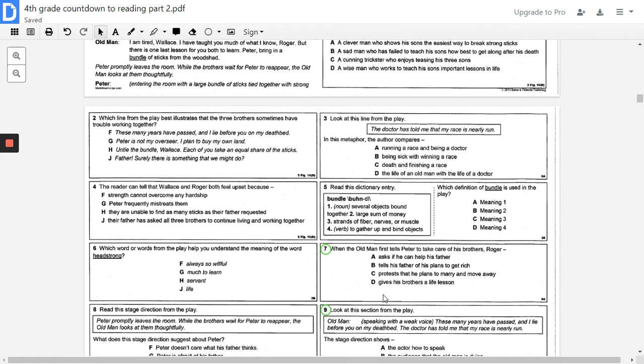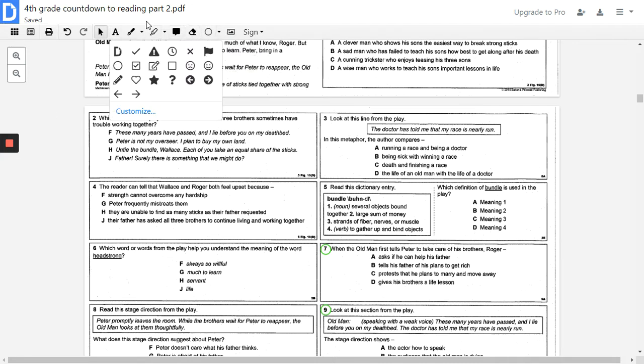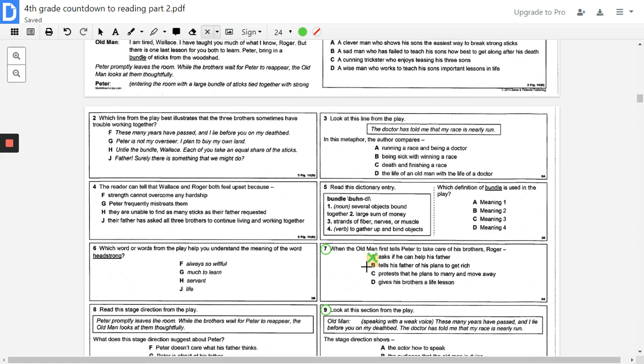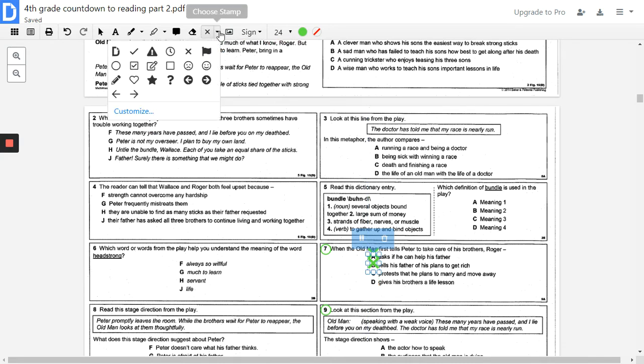So is it A, asks the father if he can help? No. He says he's going to find a wife. We're looking for him finding a wife. So we can cross that out. B, tells his father of his plan to get rich? No. Cross that out. C, protests that he plans to marry and move away? Maybe. Let's leave it blank for now. D, gives his brothers a life lesson? Nope. We can cross that out. So our correct answer is C.